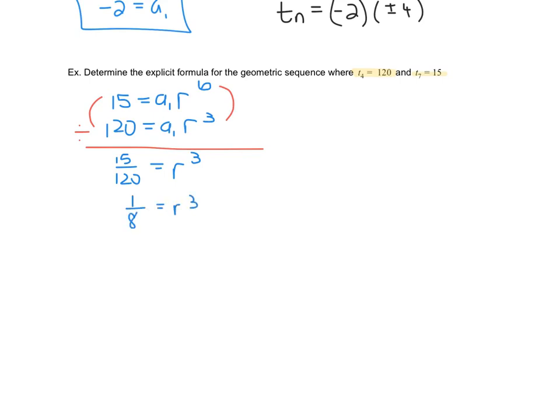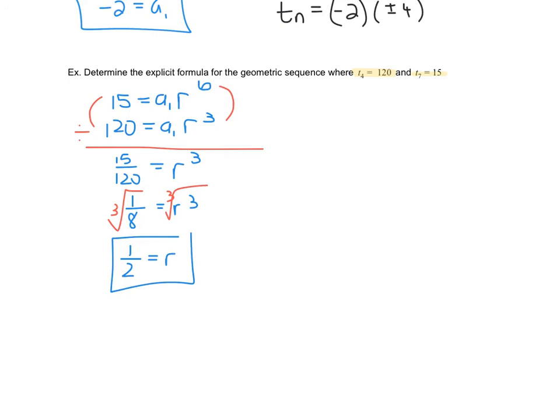And now I'm going to take the third root of both sides, or raise both sides to the power of 1 over 3, whatever works better for you. Now, when I take the third root of 1 over 8, I'm going to take the third root of 1 and the third root of 8. So the third root of 1 is 1, and the third root of 8 is 2, because 2 to the power of 3 is 8. So that means my common ratio is a half, and it's not plus or minus. And this is why I wanted to do this example, just to show you if the exponent is odd, when you're taking the root, there's only one option. It's either positive or negative, depending on what you're rooting.